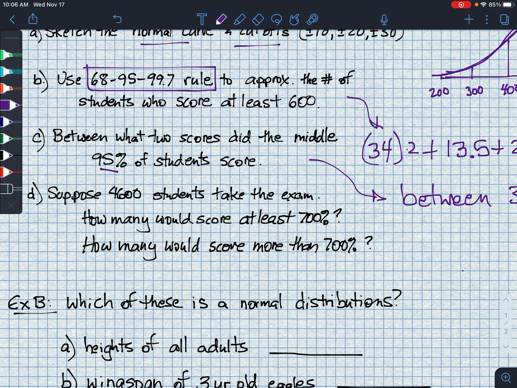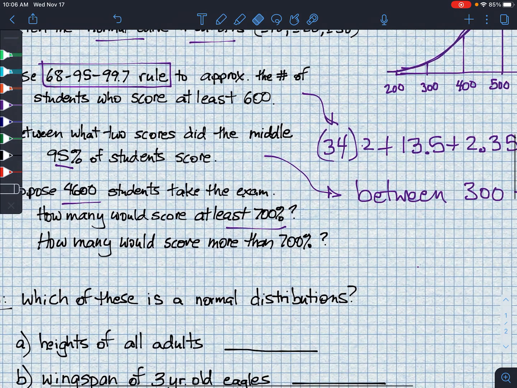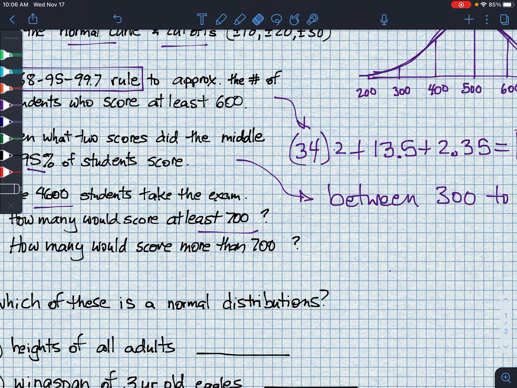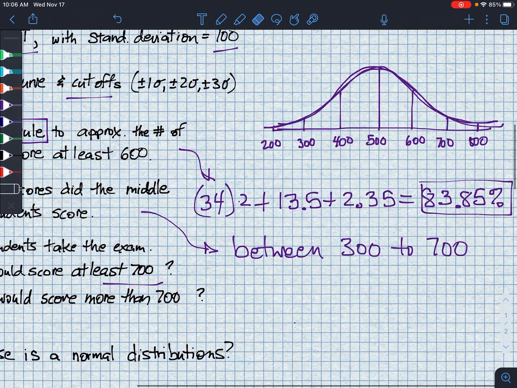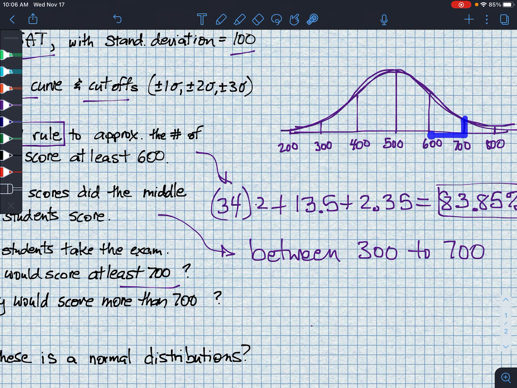Now, how many would score at least 700 if 4,600 students took the exam? Okay, so no percents. Cross those percent symbols off. The score is 700. All right, so how many would score at least 700? So I need to come out here and grab, so there's 700, right? And I need to add all those. Okay, so I need to add 2 34s, so 34 times 2.